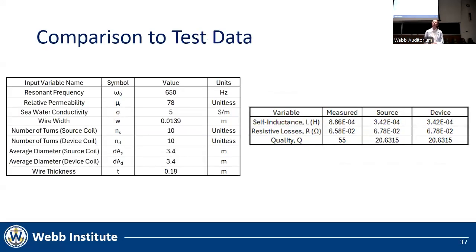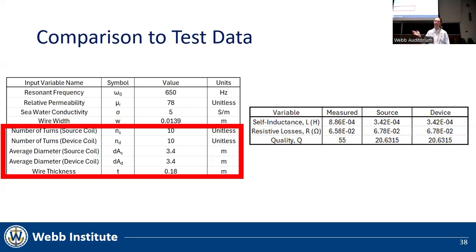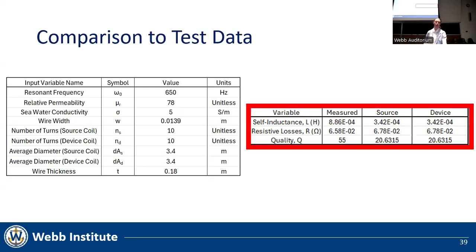Next is the comparison to Hasaba et al.'s test data. The inputs from their test are shown on the left, using equal coil geometries for their source and device coils, as shown here, with the design model outputs compared to their measurements on the table on the right. Hasaba et al. did not specify the type of inductance that was measured, thus it was assumed to be self-inductance. Since the design model under-approximated the measured inductance, the associated Q is under-approximated by the same amount, as the resistive losses are within 3% of the measured result.